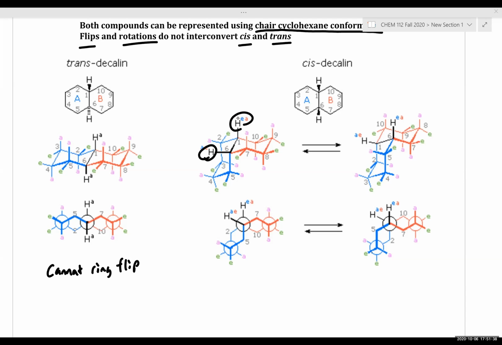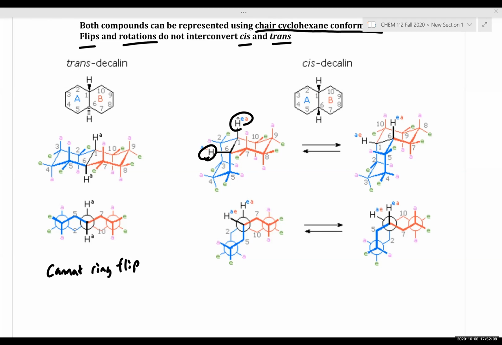Any questions on cis and trans decalin? Cis decalin is conformationally flexible enough to undergo a ring flip. Trans decalin, due to the relative position of the hydrogen substituents, is geometrically unable to undergo a ring flip without introducing a pretty large amount of angular and bond strain.